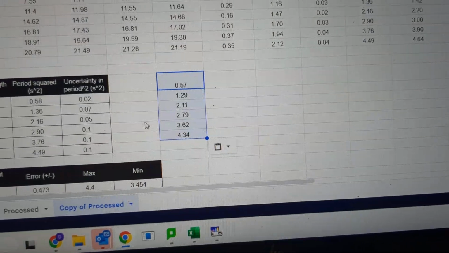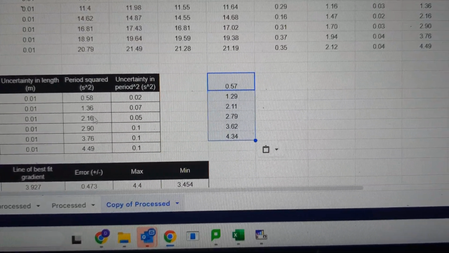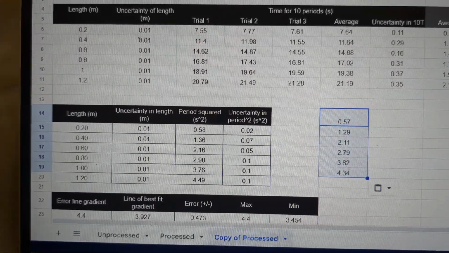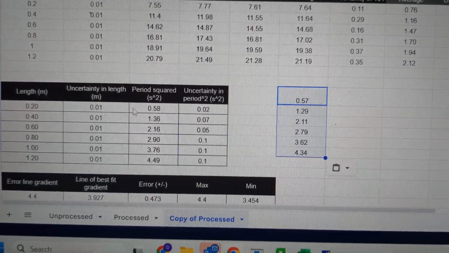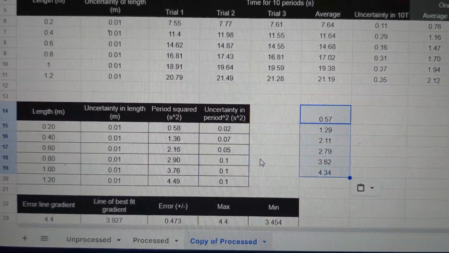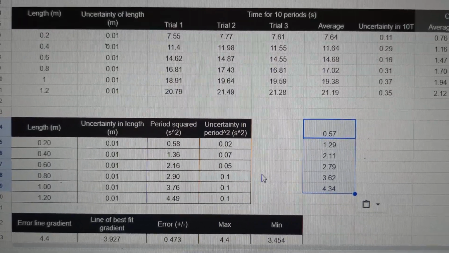So you can see what we need is we need these values here. We need the periods, you need to get from the table up above, all these ones we've been working on. You need to get these values here and then put them into Logger Pro, and I'll send you guys a video on Google Classroom showing you how to do that.